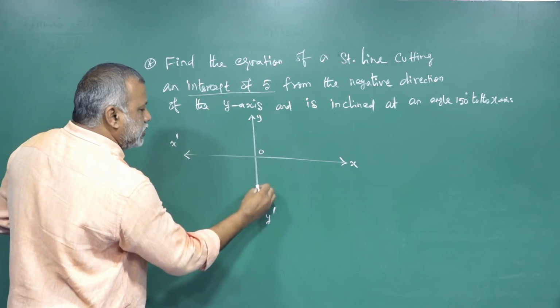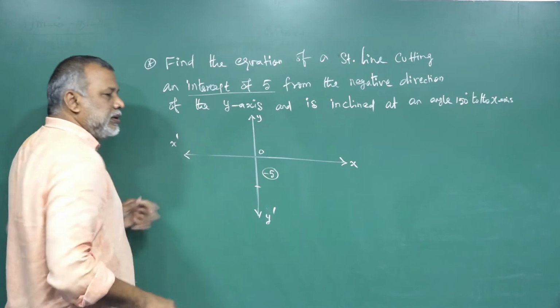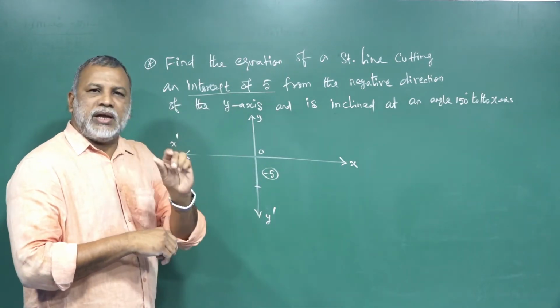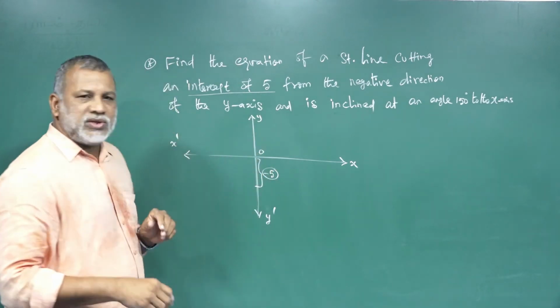So, from this origin to this, consider this is an intercept with the negative direction. So take minus 5 units. This is the intercept made by the straight line.